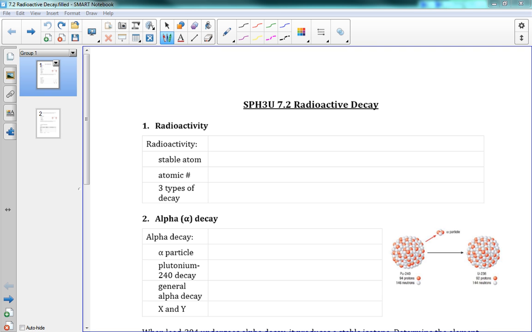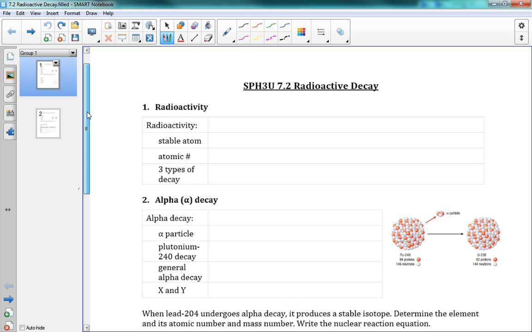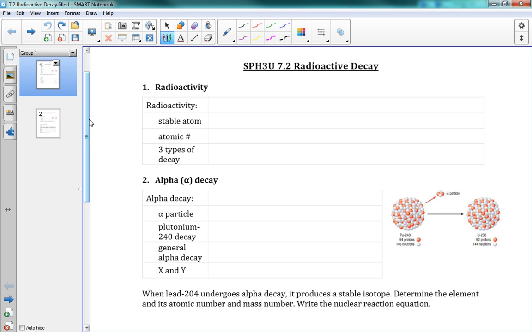All right, 7.2 radioactive decay. So last lesson, 7.1, was mostly review, but it was important to set the stage for what we're going to see next. And especially what we talked about with isotopes is going to be important in this lesson.